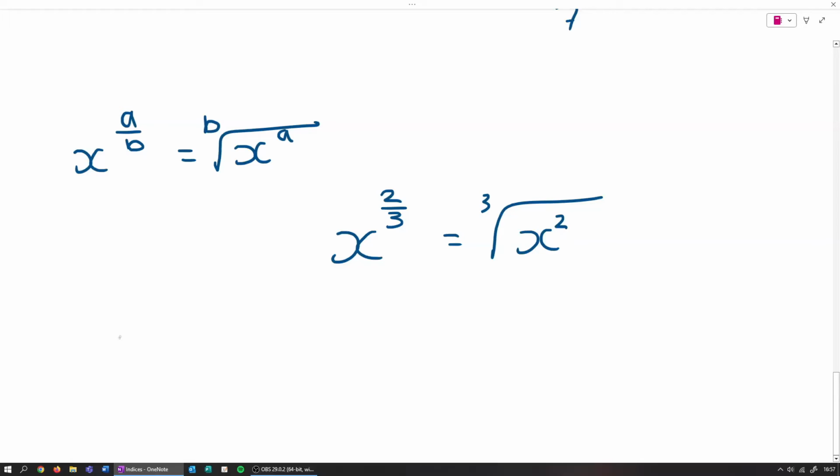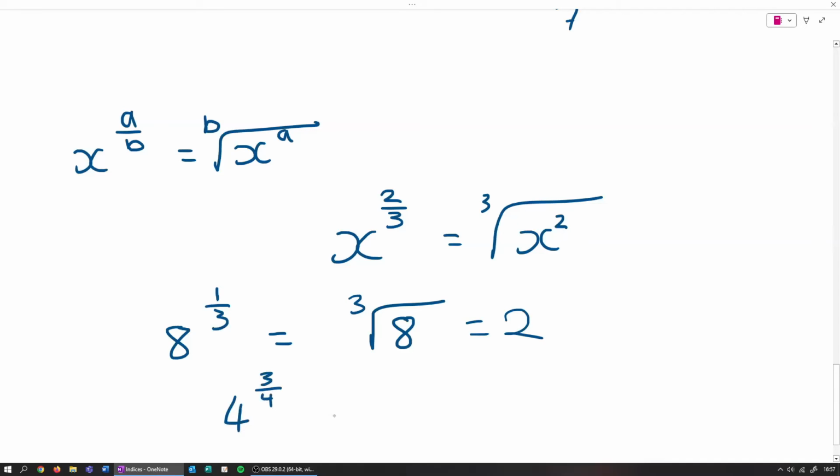Let's do this with a number. Let's do 8 to the power of a third. That'll be interesting. Okay, so this means 8 to the power of 1, and anything to the power of 1 is just itself, so it's just an 8, and then it's the cube root of 8, which is 2. Okay, 4 to the 3 over 4 means 4 cubed to the 4th root, and 4 cubed is 64.